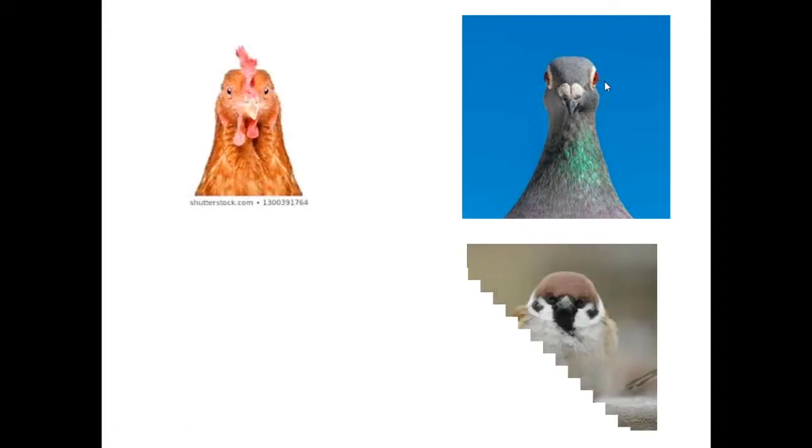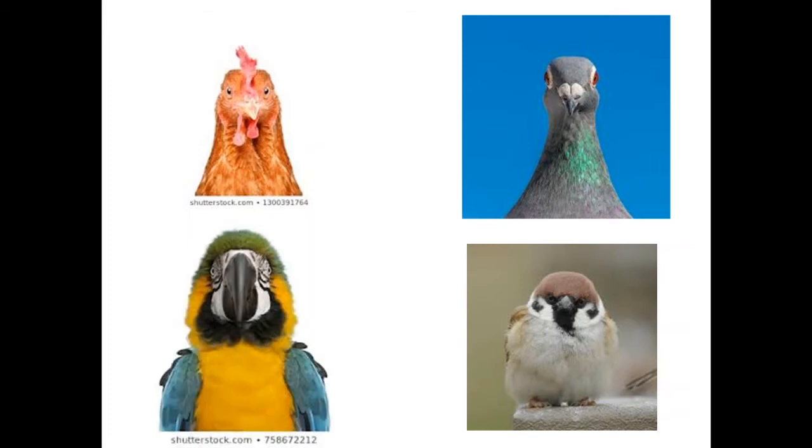Pigeon, hen, sparrow. This is a parrot. So many birds' eyes are on either side of the head. Okay. Let's see. What is the use of the position of eyes in the head?